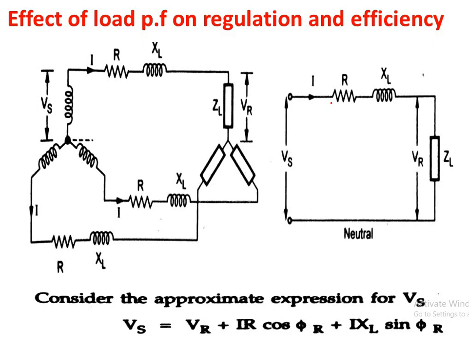For reasons associated with economy, the transmission of electric power is done with a three-phase system. On the left side, what you are seeing is the three-phase system, and this is your single-phase system. This system is regarded as consisting of three single-phase units.